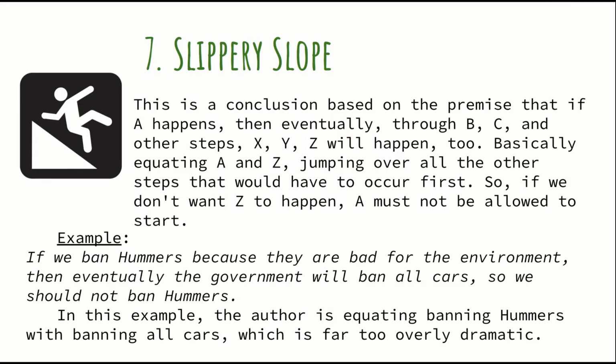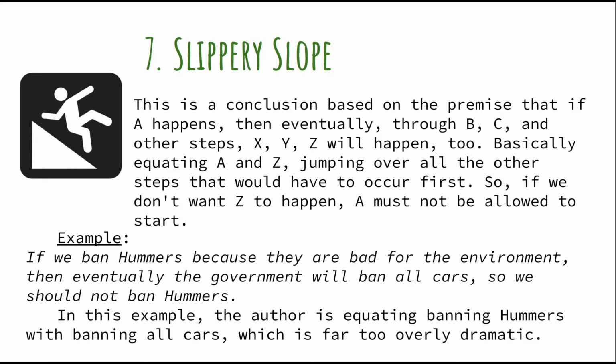Number 7, slippery slope. This is a conclusion based on the premise that if A happens, then eventually, through B, C, and other steps, X, Y, and Z will happen too. They basically equate A and Z, jumping over all the other steps that would have to happen first. If you don't want Z to happen, then they say A must not be allowed to start. So it's a slippery slope because it's a really intense jump.